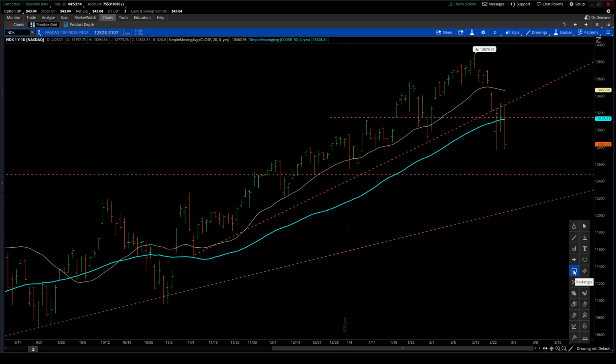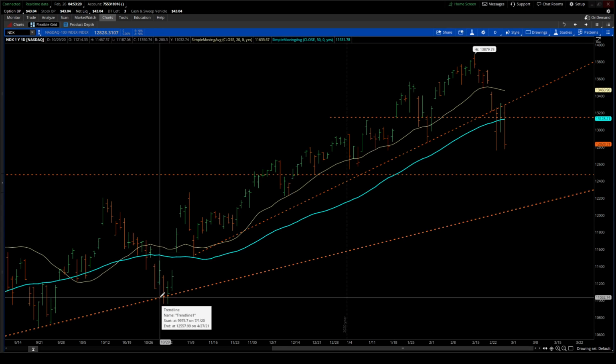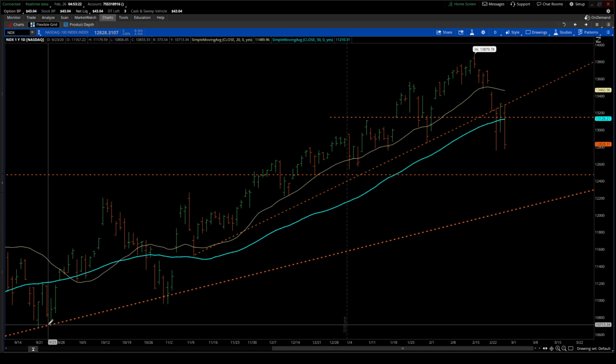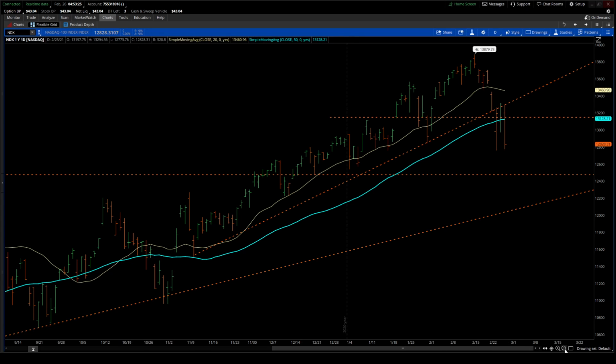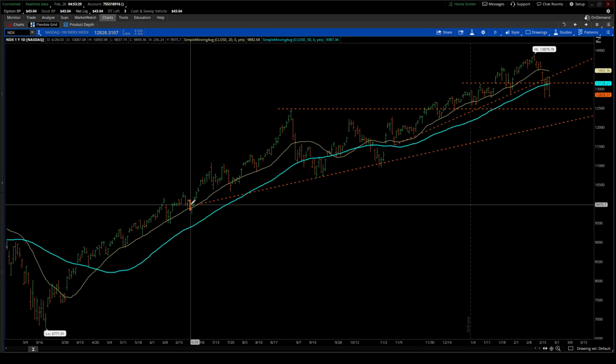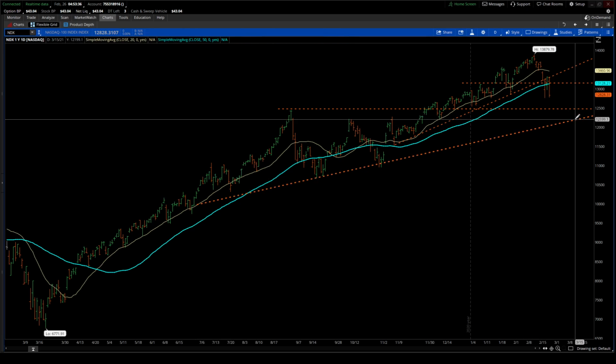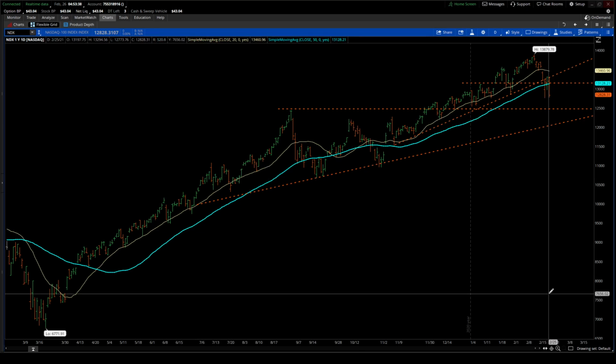The long-term trend line, this one, connecting 11,000, apologies, 10,700, those two bottoms back with the breach of the 10K level. That long-term trend line is still obviously pending.